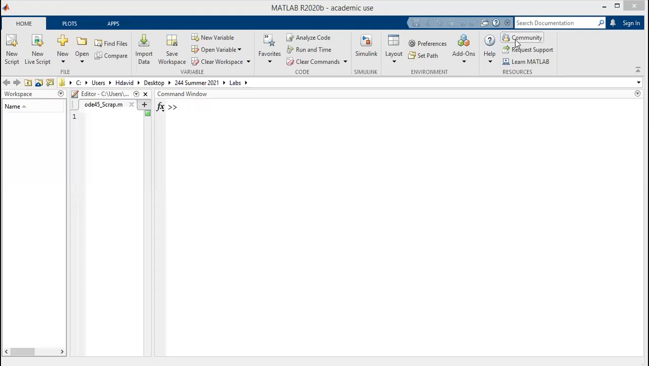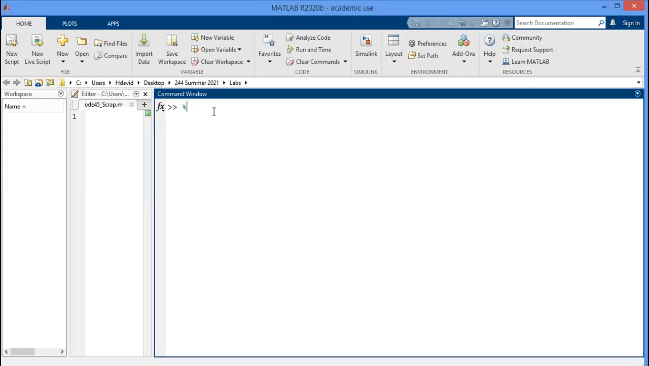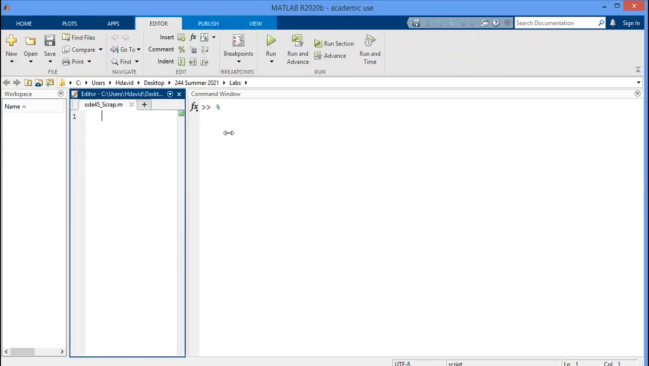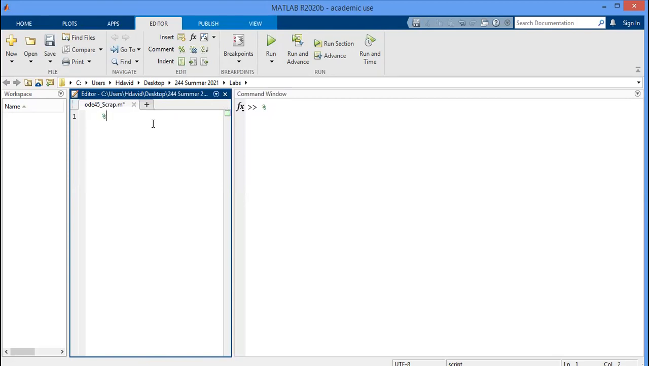So here we have MATLAB. What we're going to do is explore how to use ODE45 to solve a differential equation numerically. So first, let's just say what our differential equation is going to be. We can do this in here. This is my script. So the y prime is 2ty minus t.